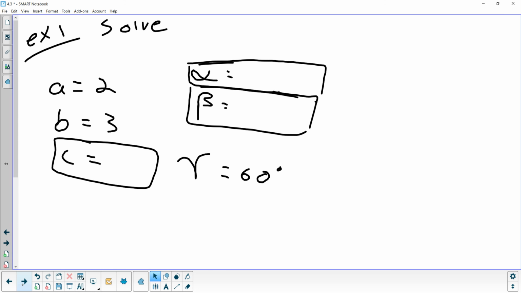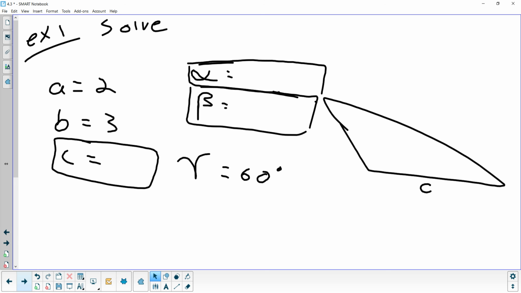Okay, so we have A, B, and gamma. Put A at the bottom. And across from A, actually I can fill that in. So A is 2. Alpha goes across from it, and I don't know it. B is 3. Beta goes across from it, but I don't know that either. And C I don't know, but gamma is 60. All right, so again, that's not to scale at all.